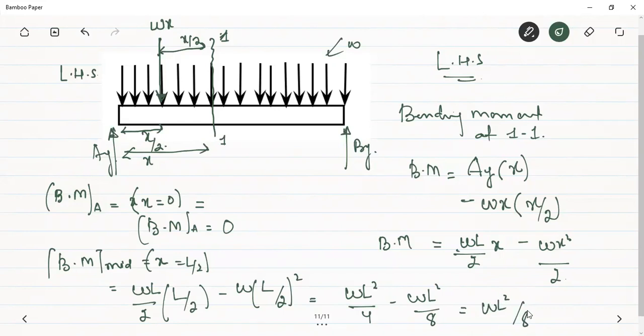What will be the bending moment at B? Bending moment at B. For that, we have to put x equal to what? L. Okay. That is omega L square by 2 minus omega L square by 2. That will be 0. Put x equal to L here in the bending moment equation. We will find that this will be equal to 0.